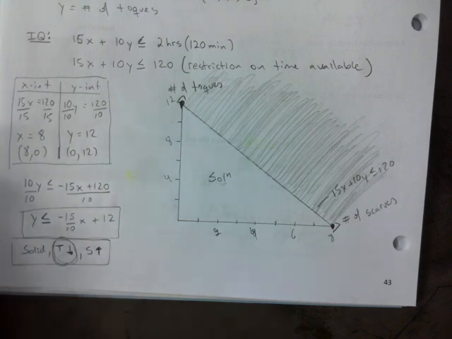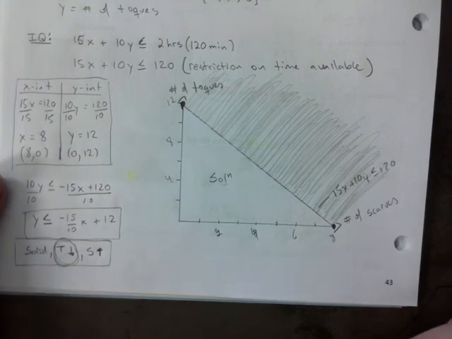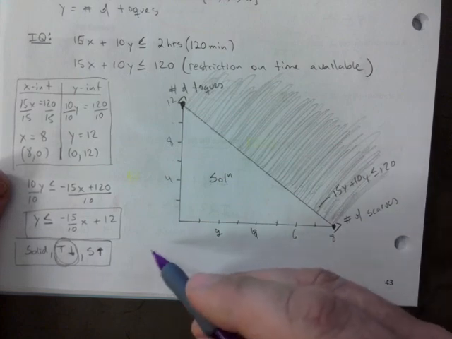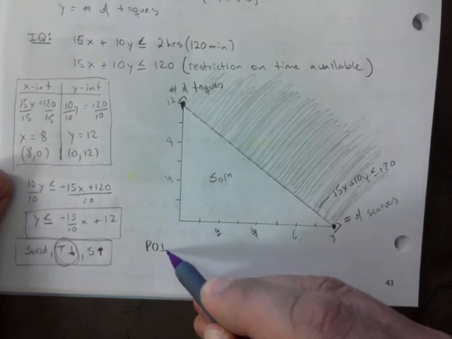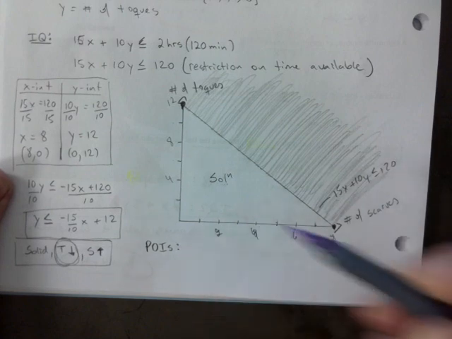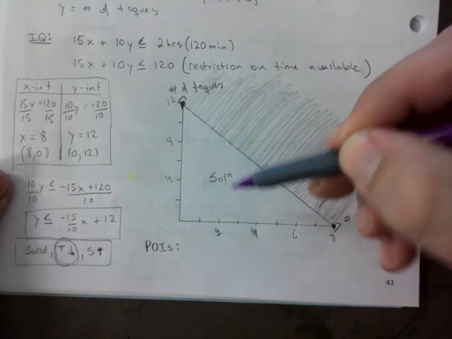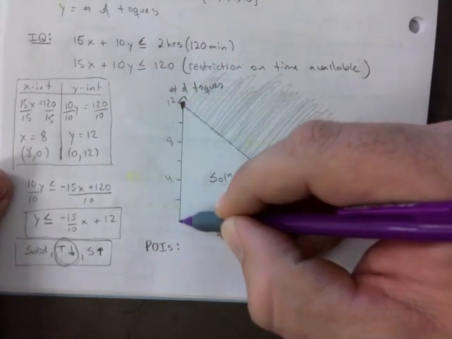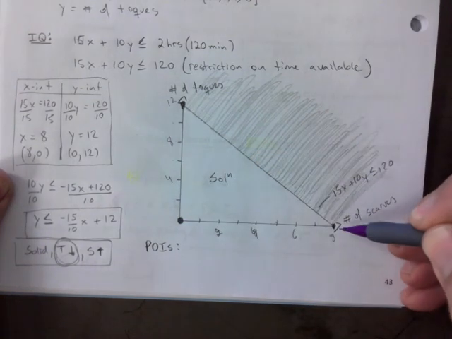There we go. And it says give a pot. So the POIs, let's state them. POIs. So this is my solution region, right? So it's this one, and this one.